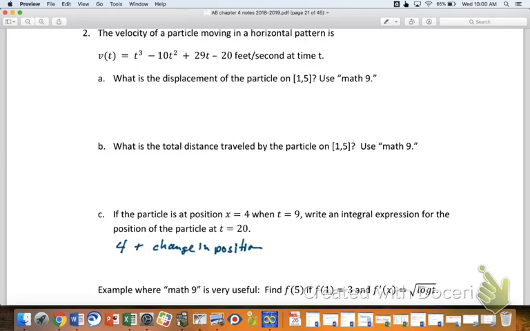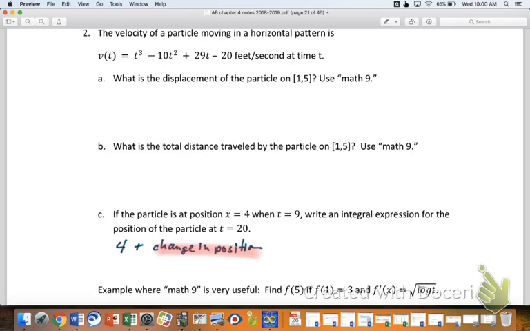Forwards or backwards. This particle is not doing two-dimensional or three-dimensional motion. It's just going back and forth. So I know that it started at 4, and I know that it moved, but I don't know how far and in which direction. Okay, so what would be a better way to write that?